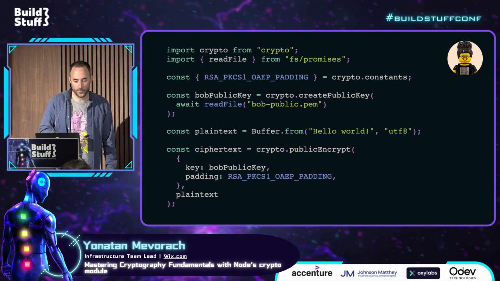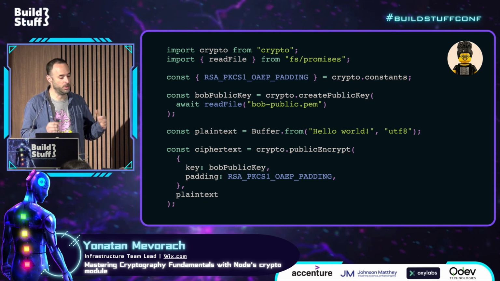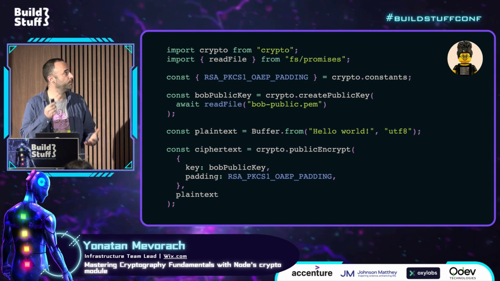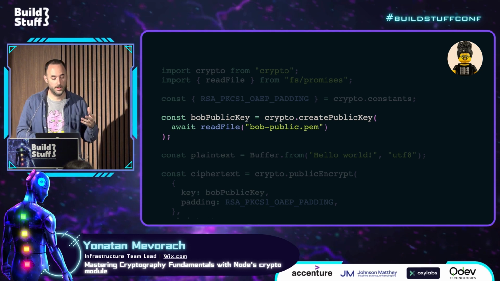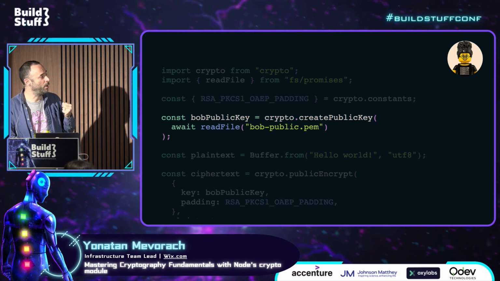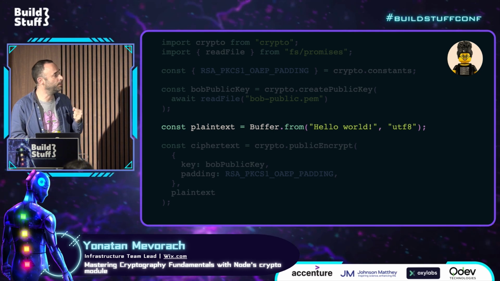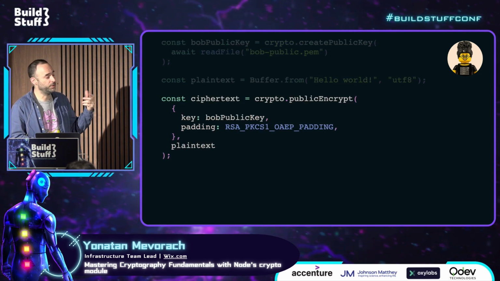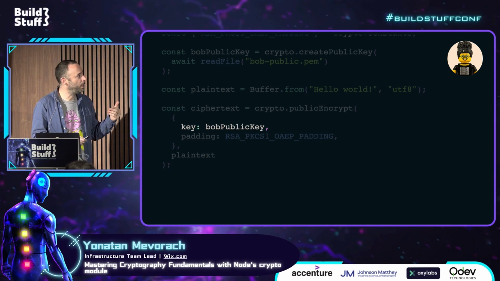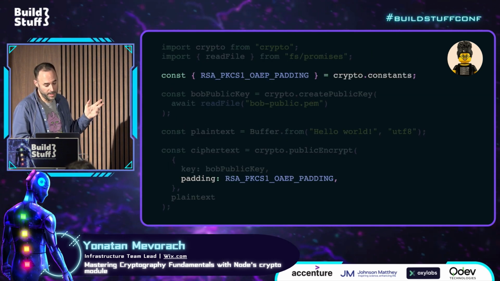Now, in order to perform the encryption using what we call asymmetric encryption, because we have different keys for encryption and decryption, this is how Alice does it. So she reads Bob's public key into memory. She takes the plaintext message as a buffer, and she calls publicEncrypt, and this will give her the ciphertext. She needs to pass the public key, the plaintext, and a configuration value, which is called the padding.